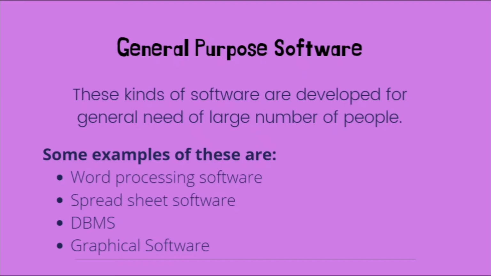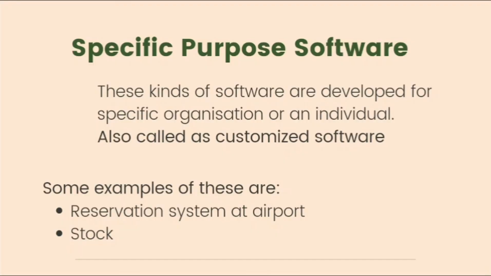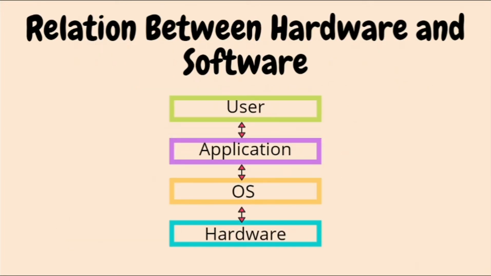Next are the application software, which are general purpose software. This software is developed for the general needs of a large number of people, for example Word, DBMS, graphic software, etc. Specific purpose software is developed specifically for an organization or an individual. It is also known as customized software. Examples of specific purpose software are stock or reservation systems at the airport.